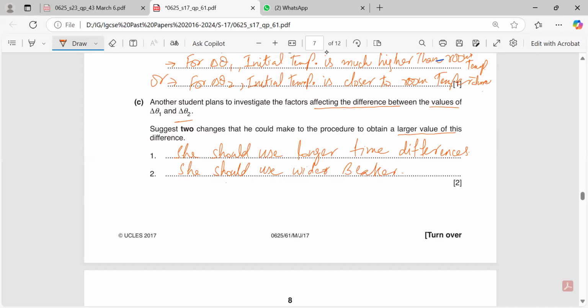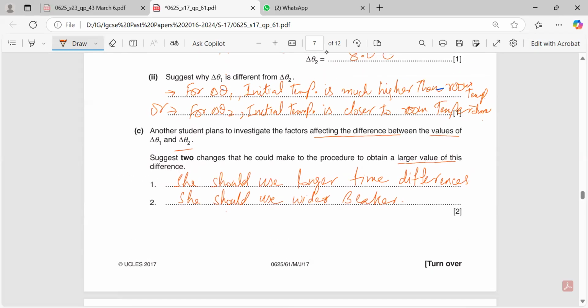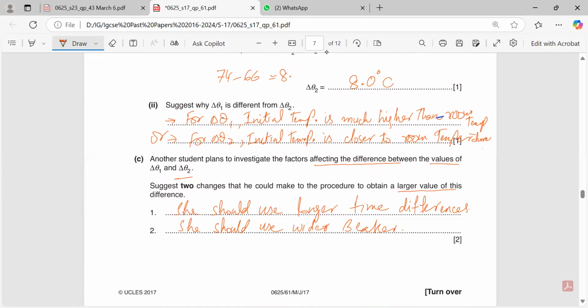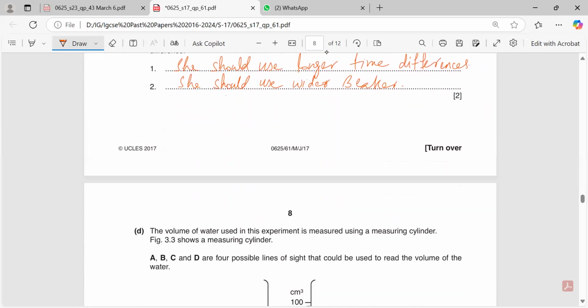Okay, so actually the question was, again let me say, the student wants to investigate the factors affecting the difference between the values of delta theta 1 and delta theta 2. Right now in the experiment which we have solved, the difference in delta theta 1 and delta theta 2 is only 3 degrees Celsius. He wants to increase this difference. So many factors: 2 I have written and I told you 3 more.